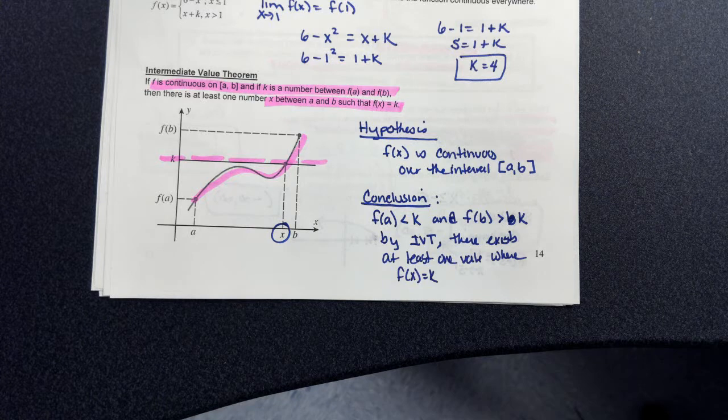You've got to state the hypothesis. You've got to state the conclusion. And the conclusion is basically you have to set up these two inequalities. One is less, one is greater. And then basically you restate what you're trying to apply to the intermediate value theorem.